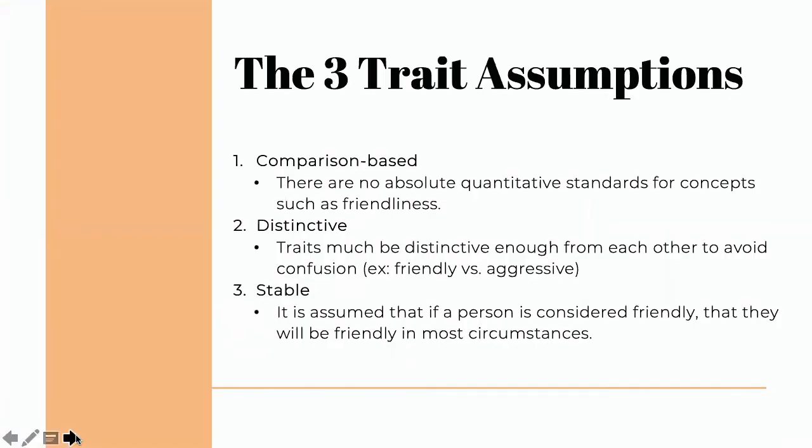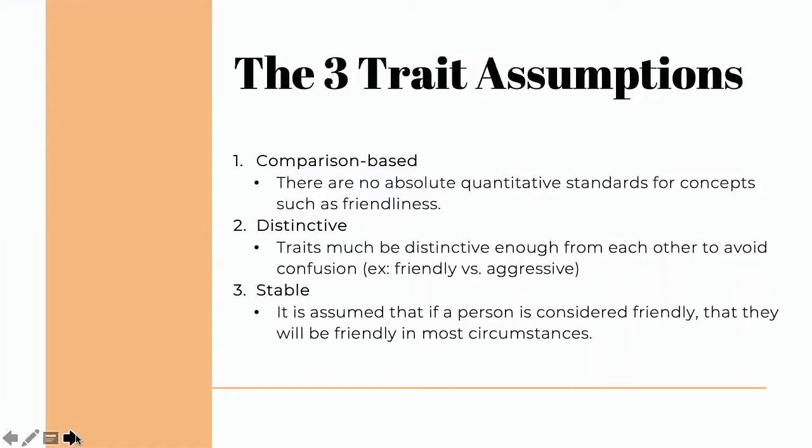There are 3 assumptions that go along with the creation of traits. The first one is that traits are comparison-based. So there are no absolute standards for these concepts such as friendliness, outgoing, kind, things like that. It's just that someone who is kind compared to someone who's unkind, they're going to act different. And you can see that in comparing one to the other.